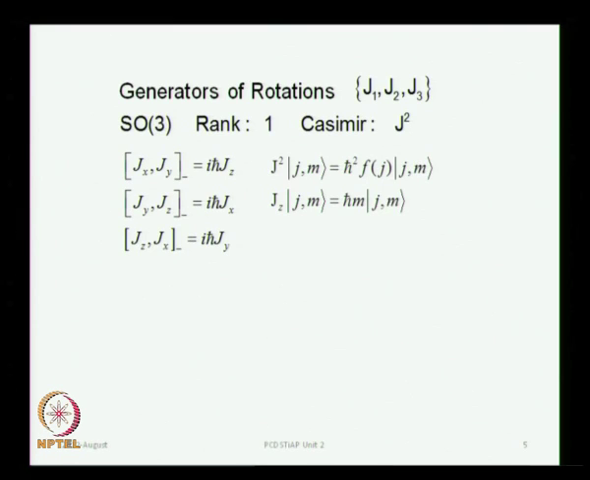Now, we have already acquainted ourselves with the fact that these are generators of rotations and of the SO(3) group, whose rank is 1, whose Casimir operator is J squared. Because J squared commutes with every generator, J squared and Jz can be simultaneously diagonalized. What it means is that these correspond to simultaneous measurable quantities; they are compatible measurements. You can therefore have simultaneous eigenvalues of these two operators.